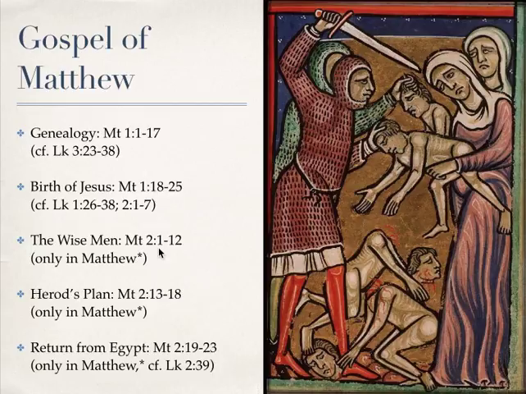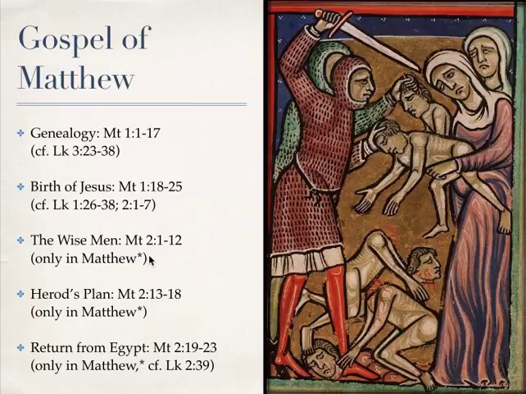This is only in Matthew. And when they get there, they go to the king of Israel, Herod the Great, and ask where the new king of Israel is, because according to them, the stars say that a new king is born. And this is where Herod gets very paranoid, and he tells them, go find the child and then let me know where he is so that I too can worship him.